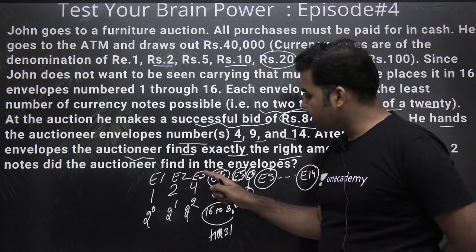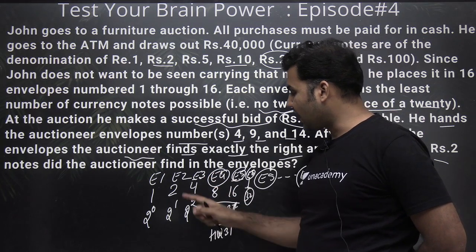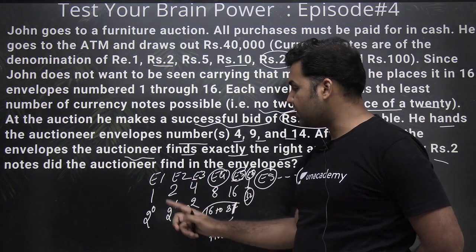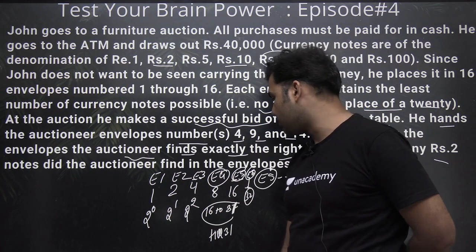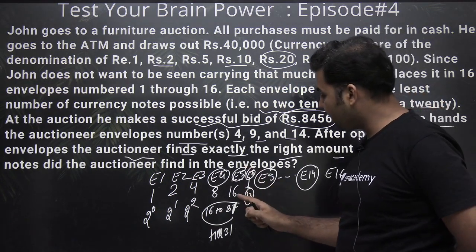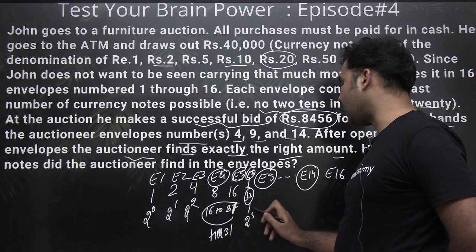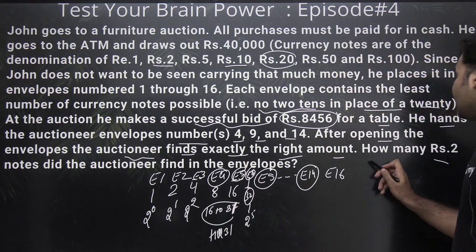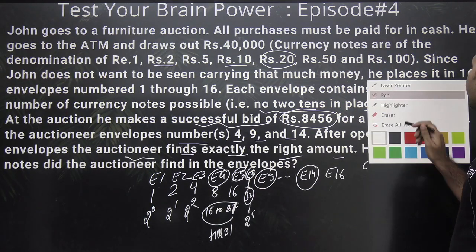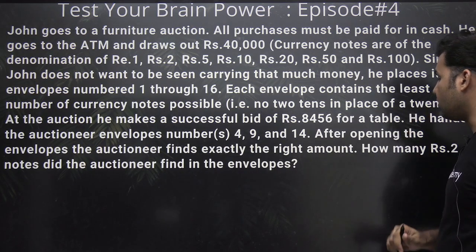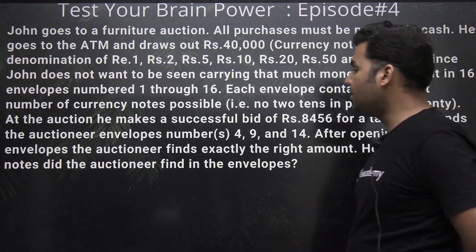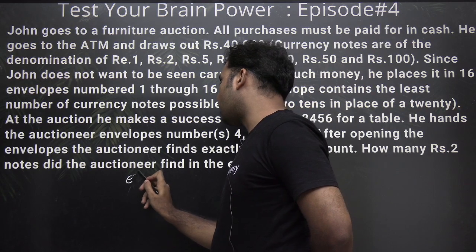So in envelope number 3, he has 2 power 2 rupees. Envelope number 2, he has 2 power 1 rupees. Envelope number 1, he has 2 power 0 rupees. In envelope number 4, he has 2 power 3, and in envelope number 6, he has 2 power 5 and so on. So we get to know that he is putting the money inside these envelopes in powers of 2, and in this way he will be able to pay any amount of money that he wants.